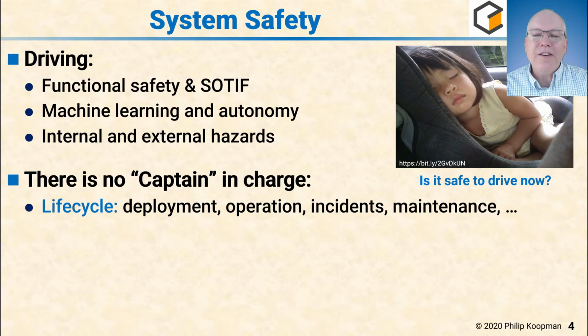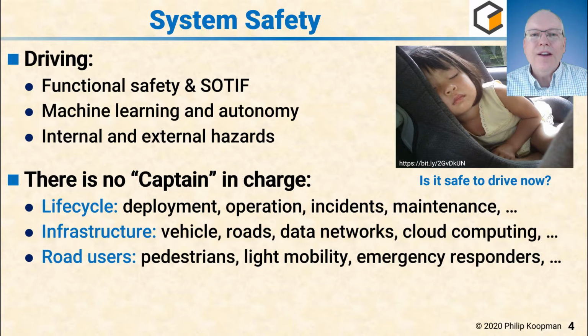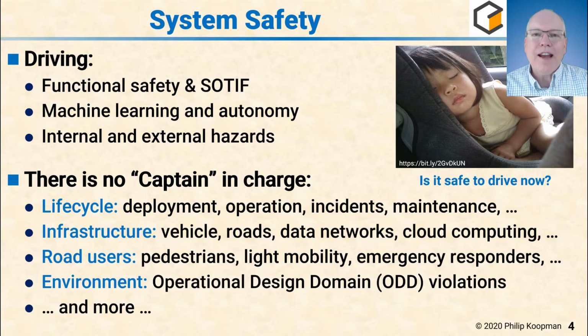That includes life cycle things. What about making sure maintenance gets done, handling incidents? What about infrastructure? What about if the cloud computers go down and you're depending on them for an HD map update? What about other road users? And also the environment. You have to detect operational design domain violations and do something reasonable about them.